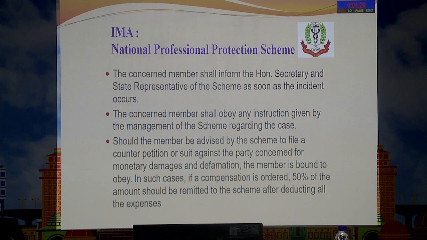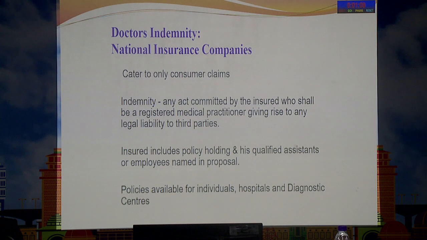And should the IMA at a later stage advise you to file a counter claim for compensation from the patient in case of false claims by the patient proved in the court of law, in such cases the clause is that if you win a counter claim, 50% of it goes to the IMA. Now, coming to the third important part, if you want to take your own indemnity policies, what are the important things that you should know?